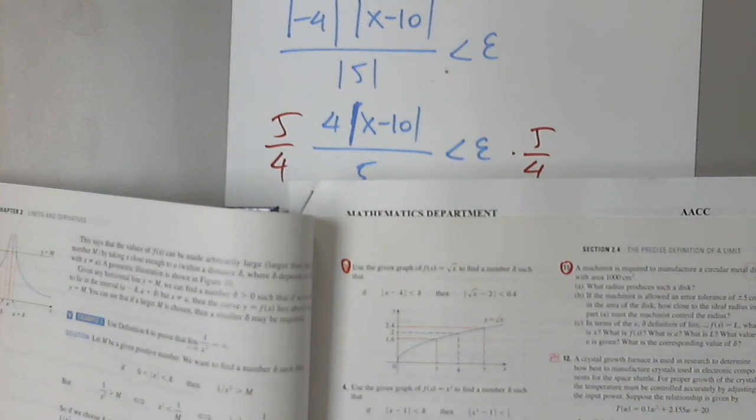Okay, so let's see what we have here. Use a given graph of the square root of x to find the number delta such that blah, blah, blah. So this is x. What is this? A. Very good. The square root of x is the function. What is 2? The limit. Very good. Can anyone give us epsilon?